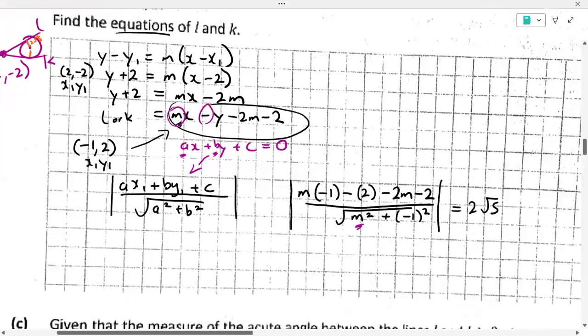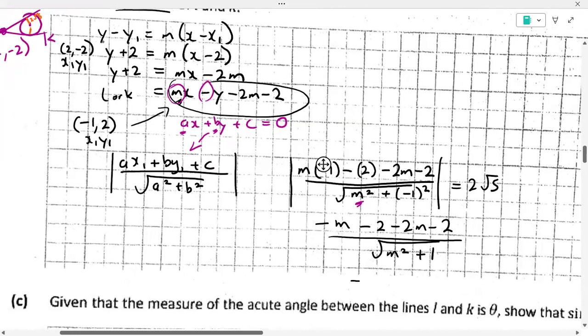So I'm going to tidy up a little bit. So I end up with minus m minus 2 minus 2m minus 2, underneath the line, the square root of m squared. Now, minus 1 squared is 1, so that ends up being 1. And I just tidy that up a little bit further. Minus 3m minus 4, and that's all over the root of m squared plus 1. And remember, each time it's 2 root 5 here.